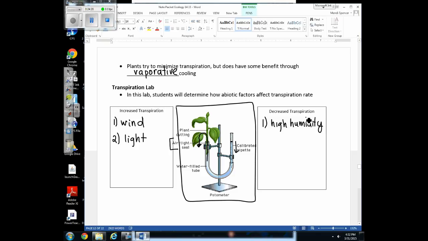Now, we talked about if we increase temperature, a plant's going to close its stomata because it'll lose a lot of water in high temperatures. So we should see that if we increase temperature, we're actually going to see a higher rate of transpiration. Even though those plants are going to close their stomata, they're still going to lose a lot of water just due to high temperatures. And if we have light increasing transpiration, then the plants that we put in the dark here, we should see a decreased rate of transpiration.